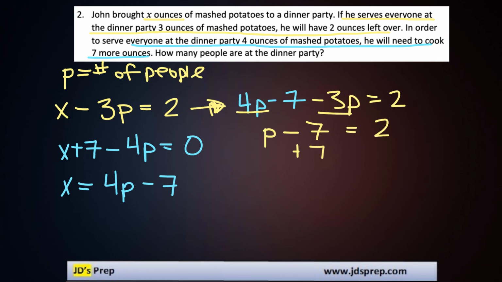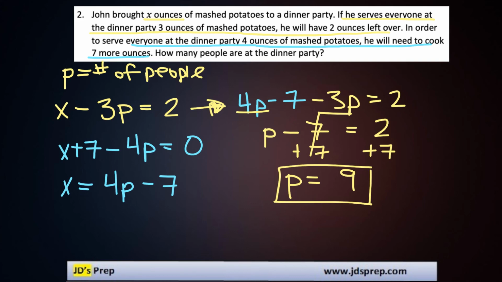And of course, our last step here would just be to add 7 to both sides, which means p equals 9. And that's our answer. So there are 9 people at the dinner party. And if you're really curious, you could also calculate the number of ounces of potatoes he brought by doing 4 multiplied by 9 minus 7, which is 36. Take away 7, 29, but not necessary for this question.